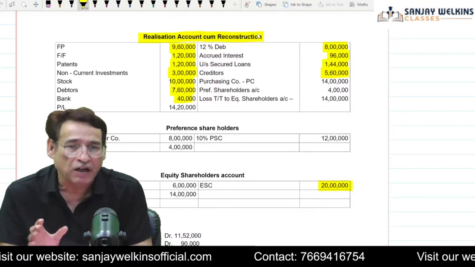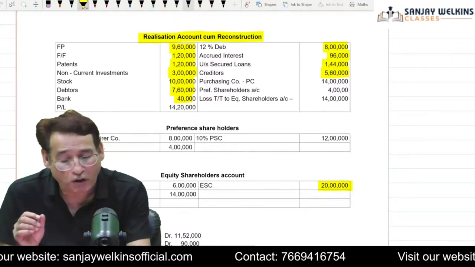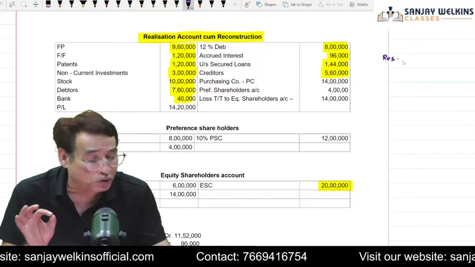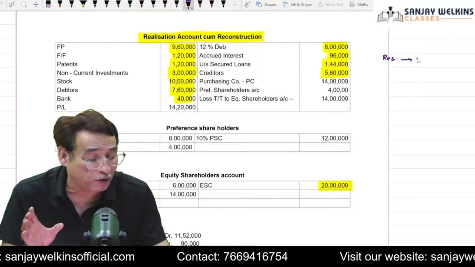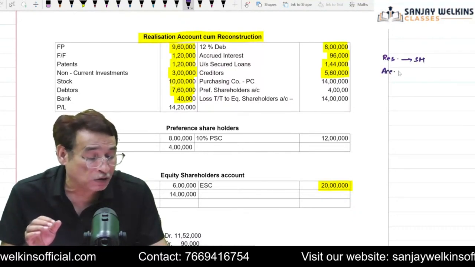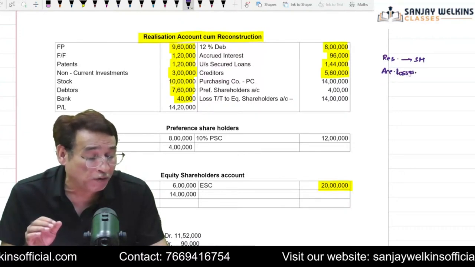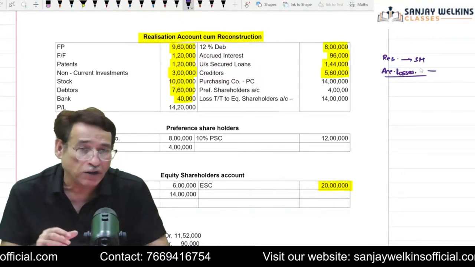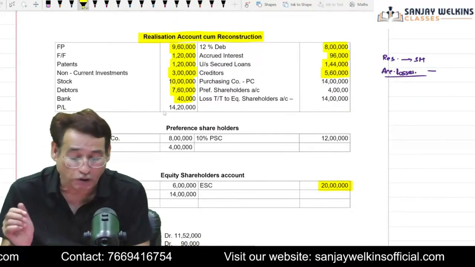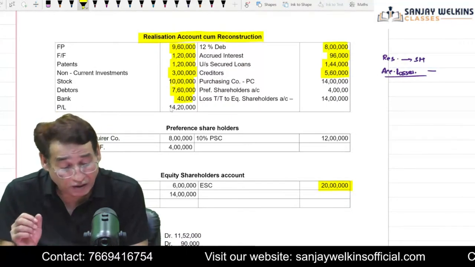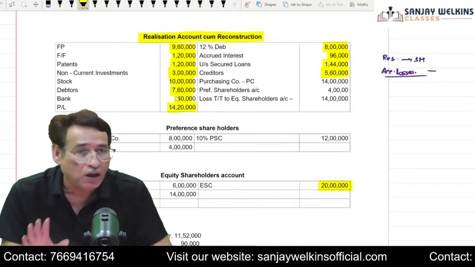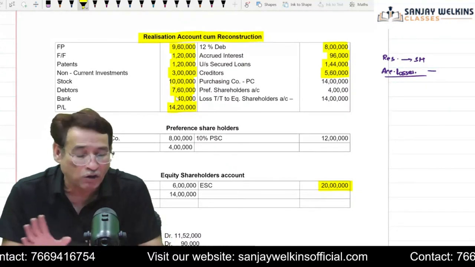The only difference is that whatever items of reserves you used to post to the credit side of the shareholders account, and whatever accumulated losses there were, which you used to post to the debit side of the shareholders account, will be posted to the realization account. So in this case, there is a debit balance in profit and loss account of 14,20,000 that will be posted to the debit side of the realization cum reconstruction account. This is the only difference. The rest of the methodology will remain the same.